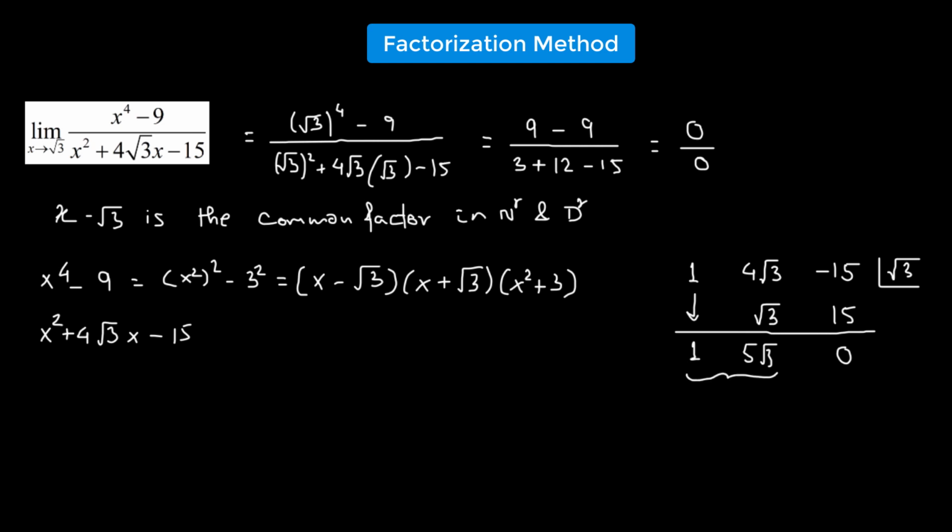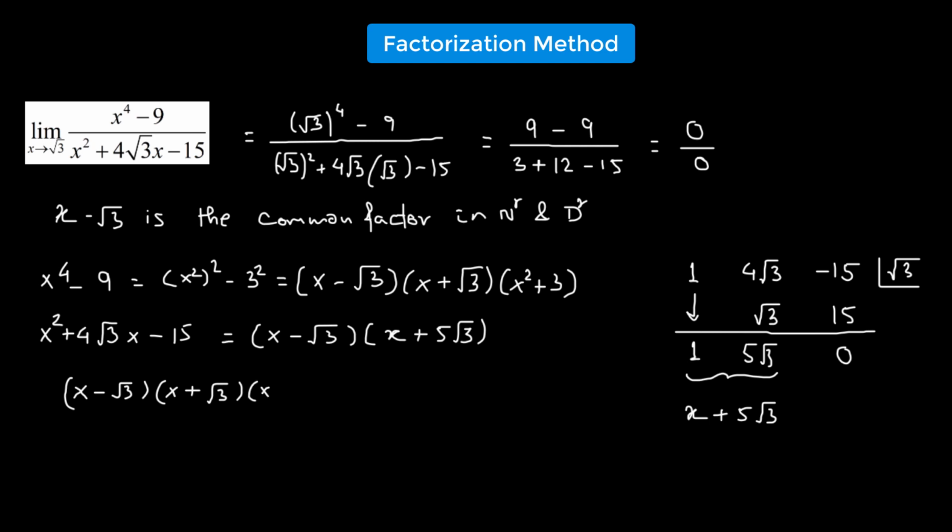So this can be now rewritten as x plus 5 root 3. So this is going to be one of the factors of x squared plus 4 root 3 x minus 15. So now we finally have the factors as x minus root 3, since this is one of the factors, times x plus 5 root 3. Now we're going to rewrite our rational function. So we have in the numerator (x minus square root of 3)(x plus square root of 3)(x squared plus 3) divided by (x minus square root of 3)(x plus 5 root 3).